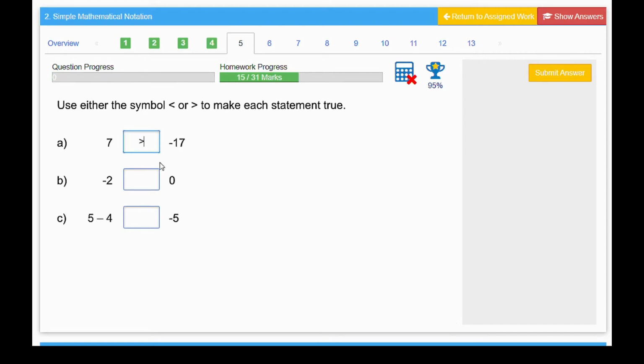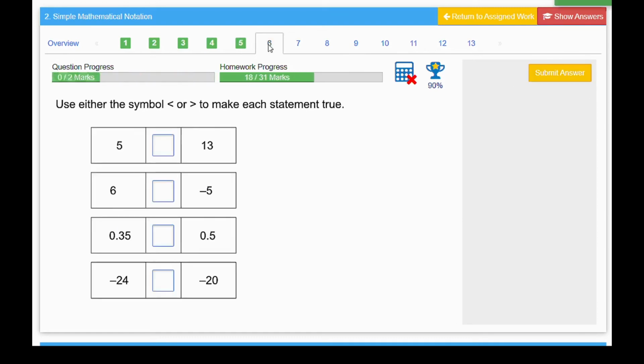17 is smaller. Which one's smaller between -2 and 0? -2 is smaller. Now here we've got 5 take away 4, which is 1. So what's smaller, 1 or -5? The answer will be -5. And again, 4 marks there. So for question 6, again, going to follow the same format. So which one's smaller, 5 or 13? 5 is smaller. And again, remember that the inequality always points at whichever one is smaller. Which is smaller between 6 and -5?